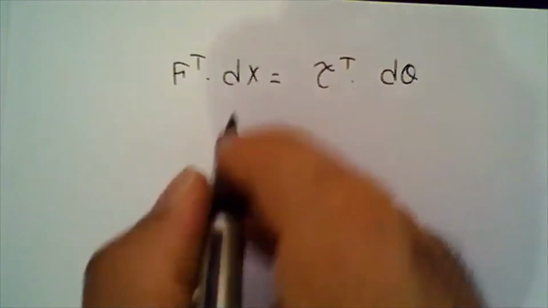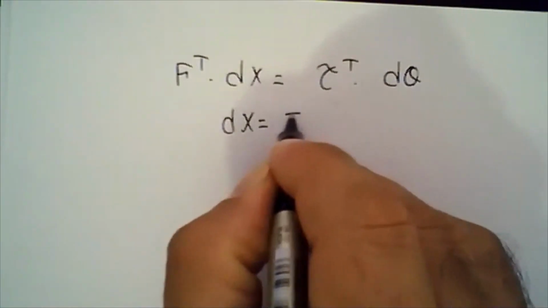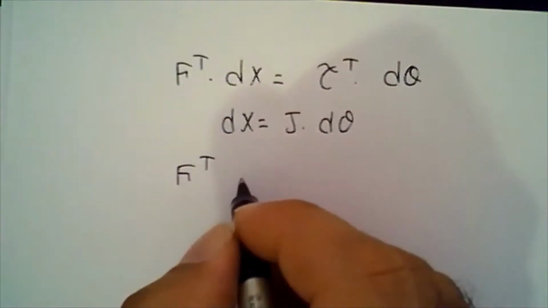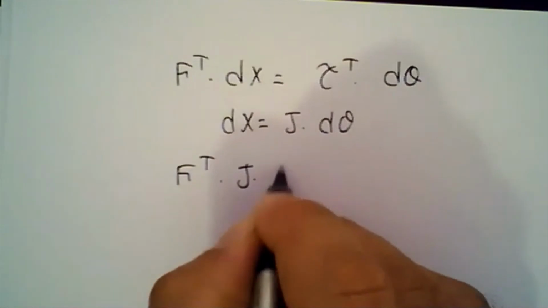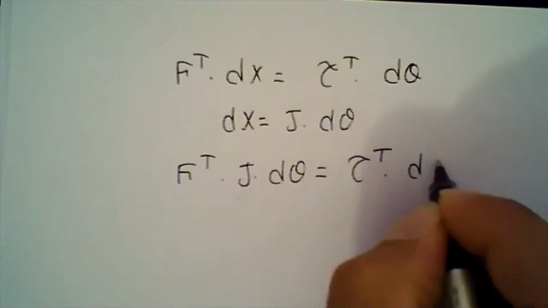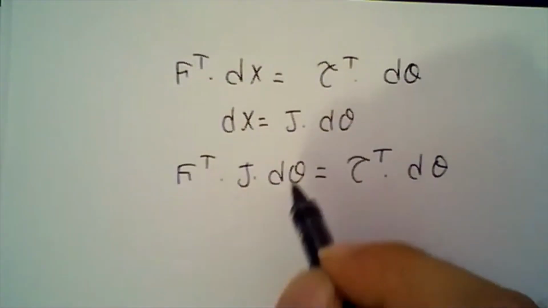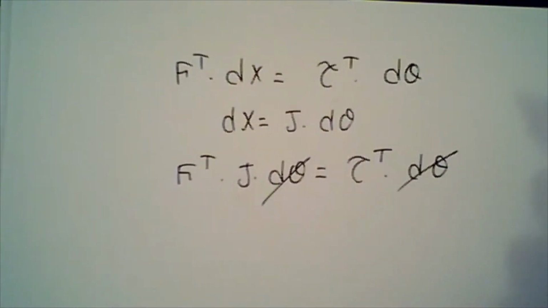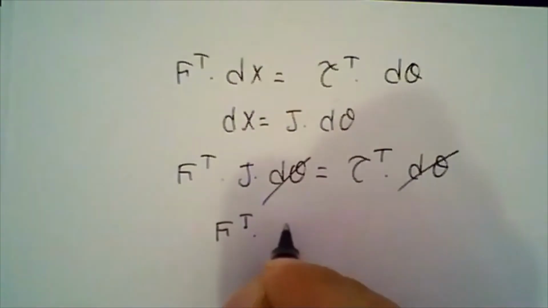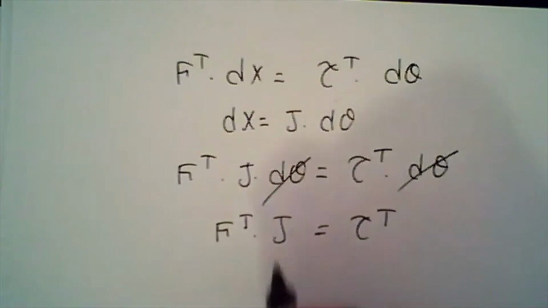Now, we know that dx is equal to what? I know dx and d theta are related by the Jacobian. Then I can rewrite that as f transpose multiplied by J multiplied by d theta is equal to the transpose of torques multiplied by d theta. You guys agree? So then my d theta and d theta will be eliminated, and I'm going to end up with the transpose of the forces multiplied by J has to be equal to the transpose of the torques.